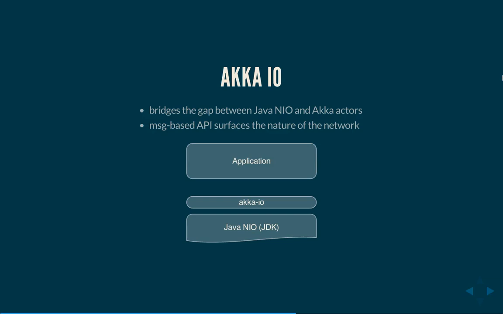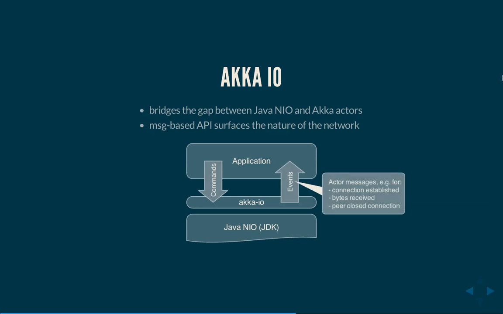So here's your application, which might also be Spray. This picture just concentrates on Akka IO as a separate component. So it sits on top of Java NIO. If something happens on the network, then you have an event that comes into your application as an actor message. And on the other hand, if your application sends out commands, they are sent as actor messages to the Akka IO layer, which then translates them into the appropriate calls on the Java NIO API. So the important thing is that these things are actor messages.